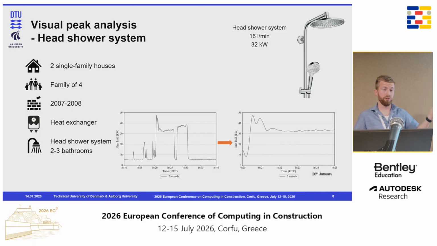If we then turn to a head shower system, which uses more water when we shower, we have 2 single-family houses in the measurement campaign with a family of 4 from 2007-8. Also with heat exchanger, they have 2 to 3 bathrooms. And then you can see in the figure to the right that the heat load is quite a bit higher. But again, if we zoom into one of the peaks, it only happened for 50 seconds that these are happening simultaneously. So this is one of the trends in Denmark, and maybe also in more countries, that we actually see an issue with in district heating.